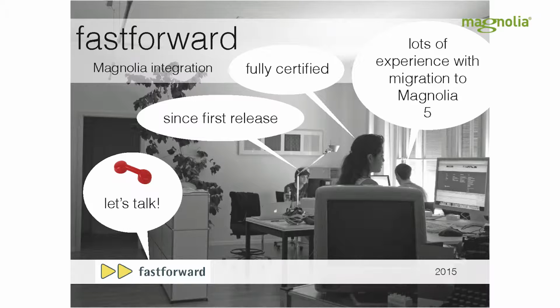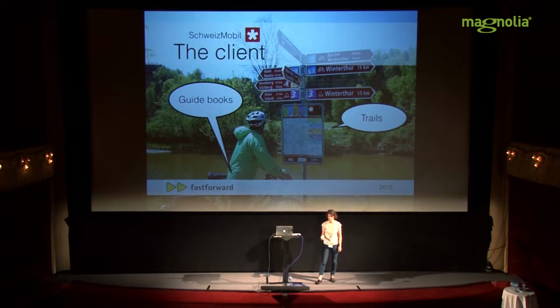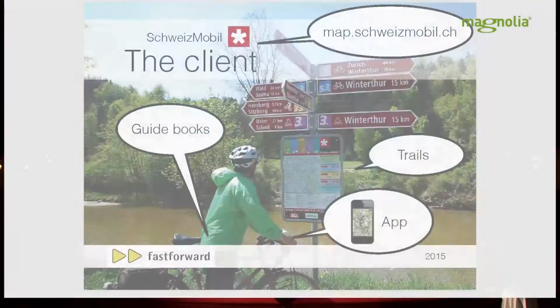Our client in this case is Schweizmobil, or Switzerland Mobility. They're a Swiss organization providing a network of trails throughout Switzerland for hiking, biking, rollerblading, and even kayaking, I believe. They provide trail signs, publish guidebooks, and have online maps, both as a website and as an app.